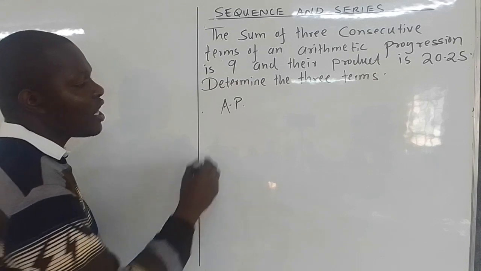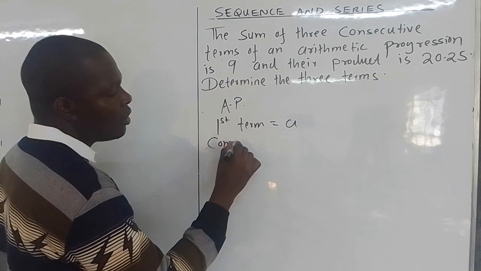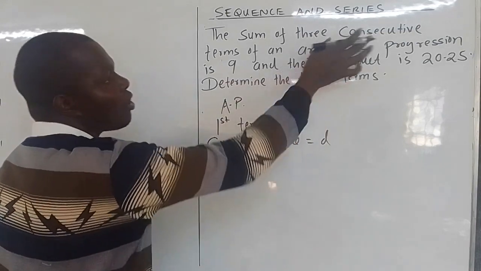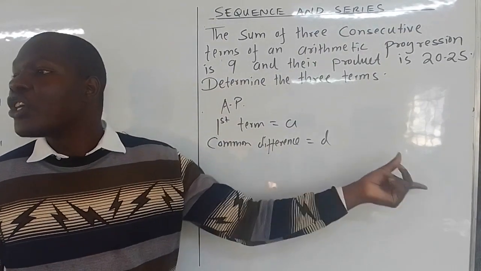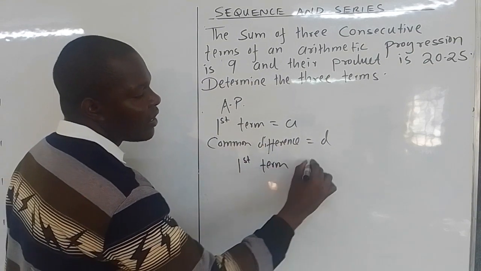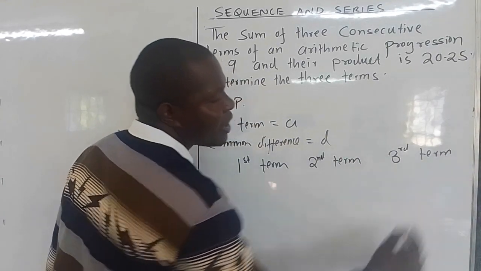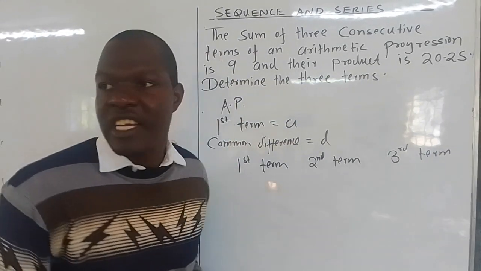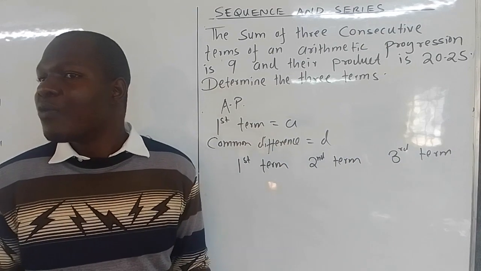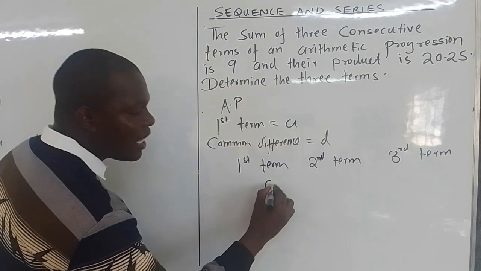The first term is denoted by A, and we have the common difference D. When we talk of consecutive terms, these are terms which follow each other. So we have the first term, the second term and the third term. It doesn't matter the portion where you extracted it. That portion is what you make the first, second, and third term, because they are consecutive following the order of an AP. Are we together?